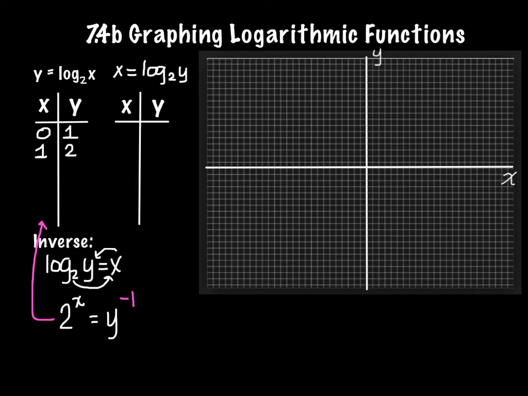And I'm going to plot that in white: (0, 1) and (1, 2). I know I have a horizontal asymptote of y equals 0, and my graph is going to look like this.